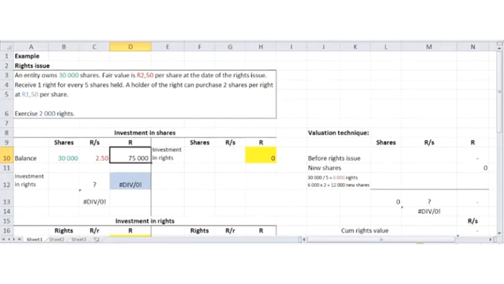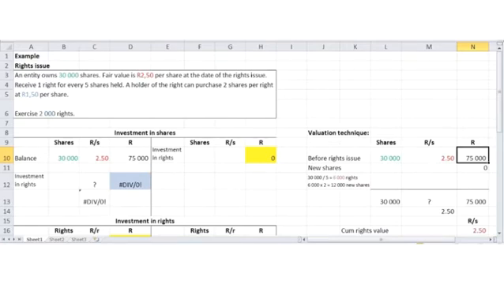Now, the 75,000 Rand, being the existing balance in the investment in shares account, needs to be split between an ex rights value and the value of the rights. This is done in a valuation technique. You take the number of shares before the rights issue, the 30,000, that is valued at the cum rights value, and you're now going to split that value of 75,000.